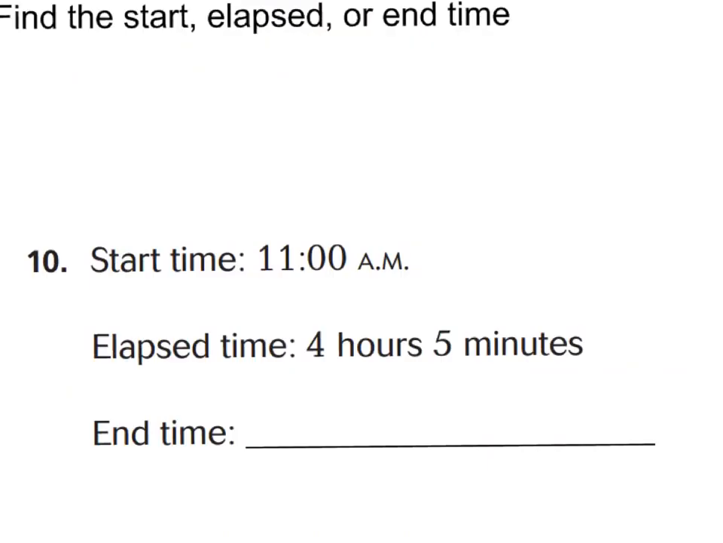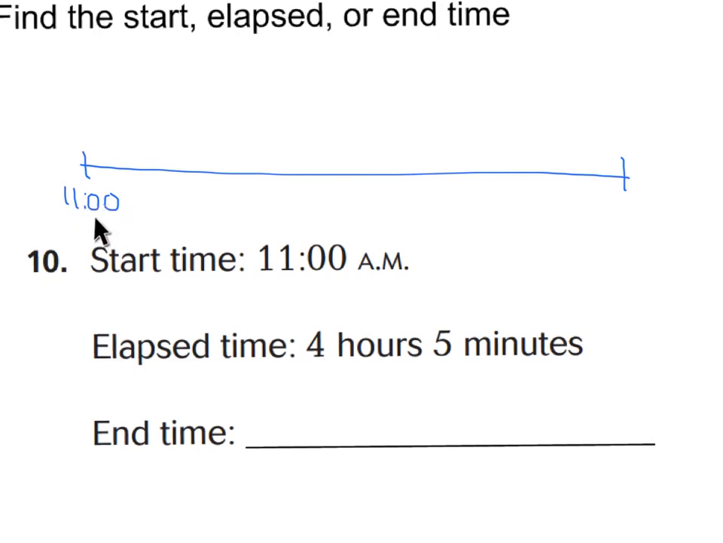Now last year in 4th grade, we learned the strategy of drawing a number line to help you find elapsed time. So let's look at this question. Question number 10 says, our start time is 11 o'clock. The elapsed time, which means how long it took, was 4 hours and 5 minutes. So what would be your end time? So with this, we're going to make a number line. Go ahead and draw a number line with me for number 10. And I want you to put the start time as 11 o'clock. Now, our goal is to find our end time. So we have to have 4 hours and 5 minutes pass.